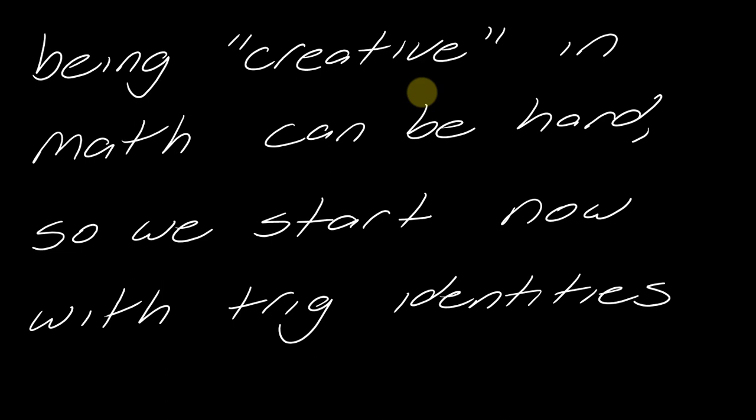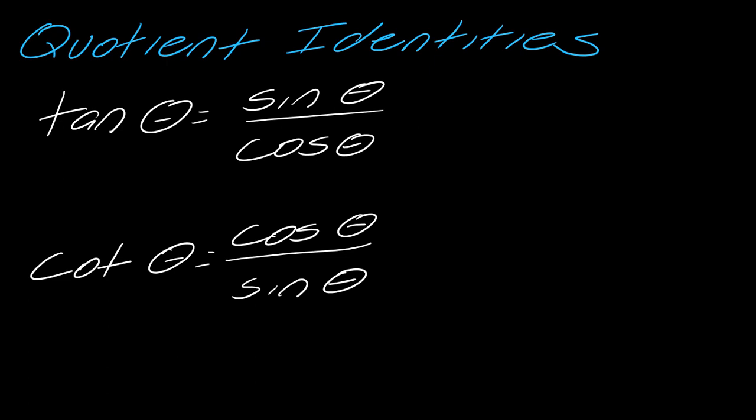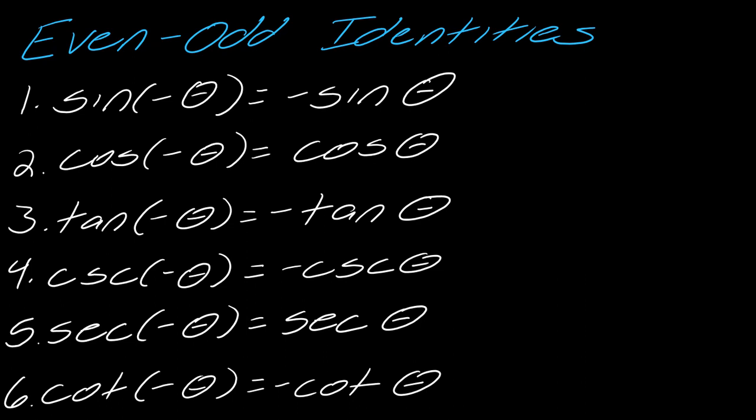And so in this case with trig identities, we actually have a toolbox. It is the identities that we know so far. So you can pause the video to write any of these down. I would recommend having all of these together on a sheet. So we've got the reciprocal identities, the quotient identities, the Pythagorean identities, and then the even-odd identities. So these are going to be what I use to verify our identities.